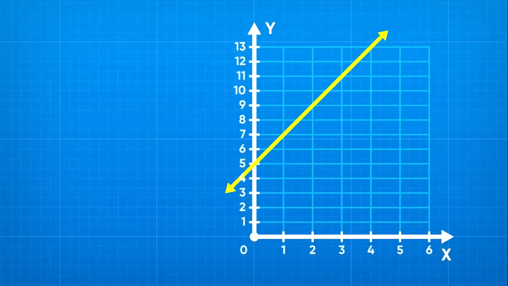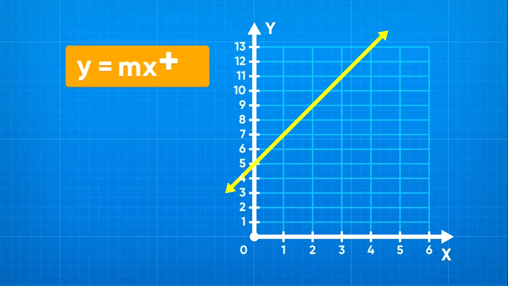So far, we've learned how to graph a line from an equation. Now let's learn the opposite: how to look at a graph and find its equation. Any line, such as this one, can be represented with the formula y equals mx plus b. All we need to do is find out what numbers to plug in for m and b.